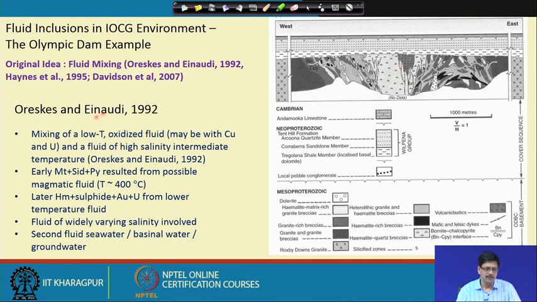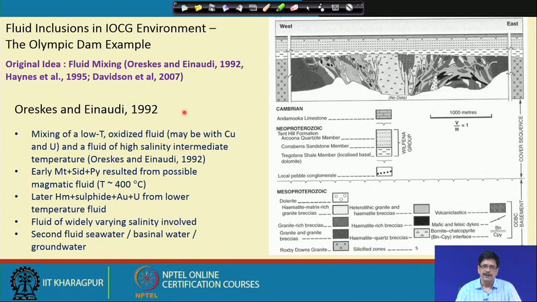So, the first one to deduce a path of fluid evolution was way back in 1992, and from this mineralization, Oreskes and Einaudi started. They also interpreted an early magnetite, siderite, pyrite type of mineralization, which was later imprinted by hematite, sulfide, gold and uranium mineralization from low temperature fluid.